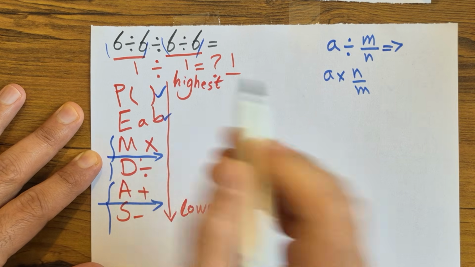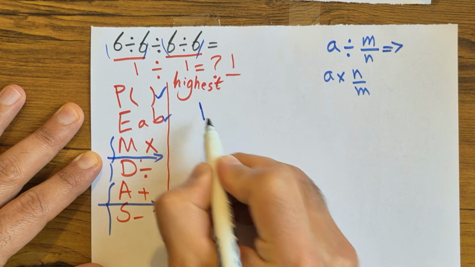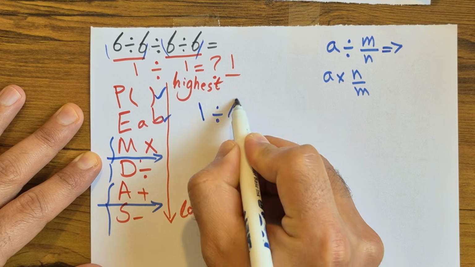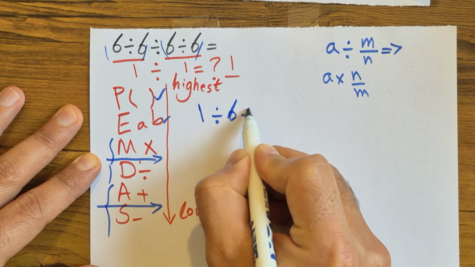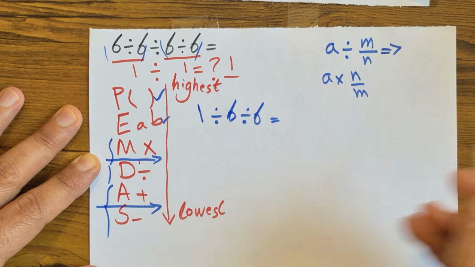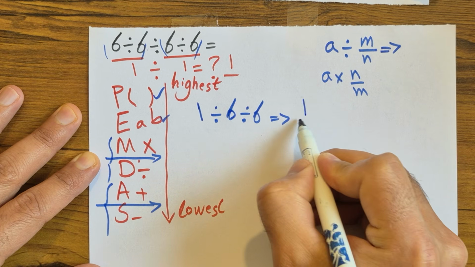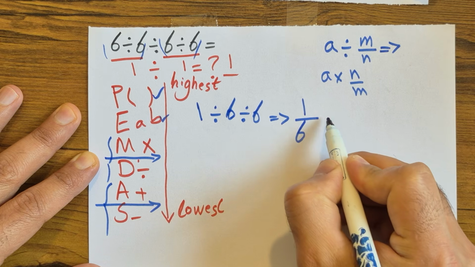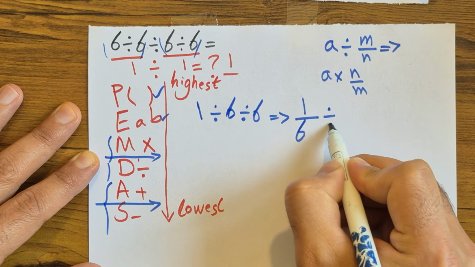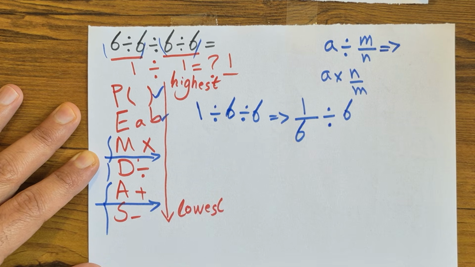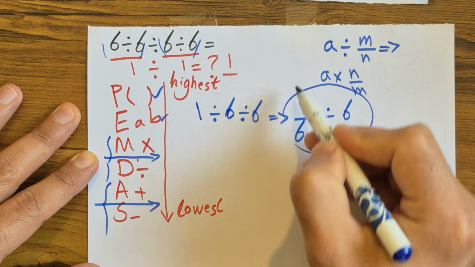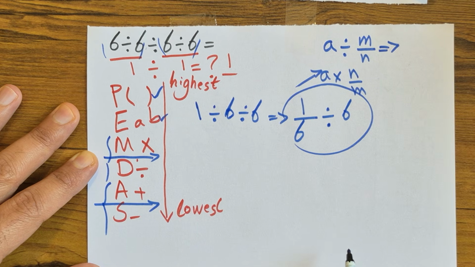6 divided by 6 at first gives us 1, right? Then 1 divided by 6 and then divided by 6. Again, two divisions go from left to right. 1 divided by 6 gives us 1 over 6 and then divided by 6. So now maybe this is the point that I told you about.